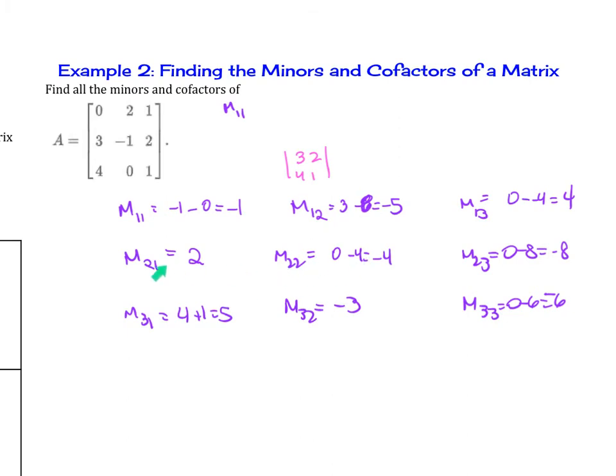So hopefully you found the rest. M21 is 2, M22 is -4, M23 is -8, M31 is 5, M32 is -3, and M33 is -6.